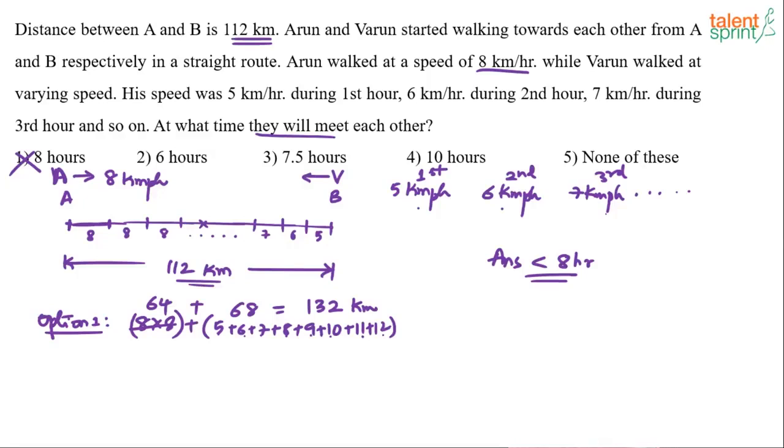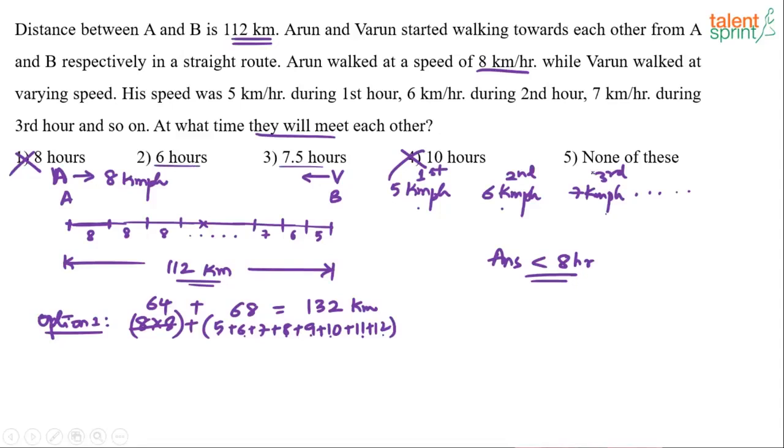Now, less than 8 hours meaning what? Why am I saying less than 8 hours? Because if they need to cover 112 and in 8 hours they cover 132, they'll take less than 8 hours, obviously. So 10 hours also is eliminated. Likewise, if you find more than 8 hours, any option which is more than it can be eliminated. Now, there are options left out here, 6 hours, 7.5 hours, and so on, right?